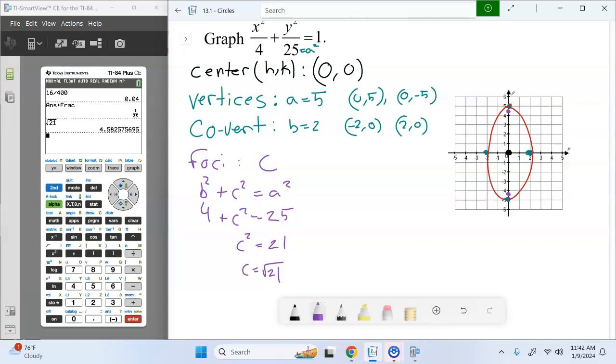Doesn't have to be perfect. Close enough is fine. And if we need our ordered pairs, we have 0, square root of 21, 0, negative square root of 21. A, B, and C. Graph all our points.